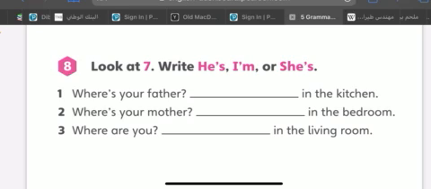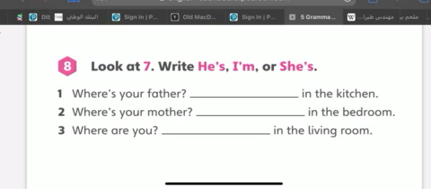Number two. Where is your mother? Where's your mother? Repeat after me, please. Where's your mother? Of course, mom is a woman. She's a woman. For a girl or a woman we say she's. Okay? She's. She's in the bedroom. She's in the bedroom.